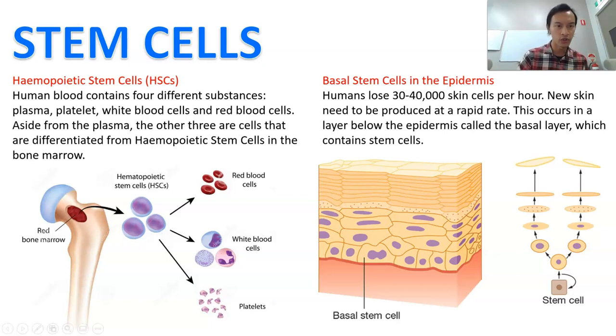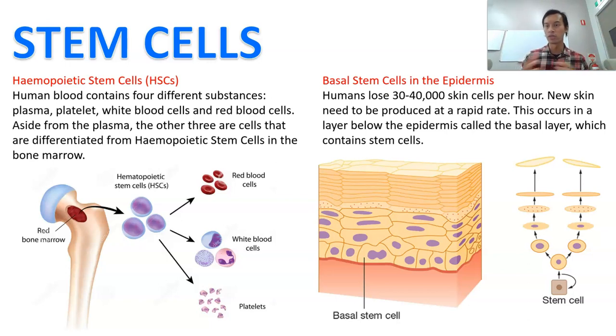You've got your hematopoietic stem cells that come from your bone marrow, right? Human blood contains 4 substances. You've got your plasma, platelets, white blood cells, and red blood cells. Now, aside from the plasma, which contains all your nutrients and waste, the other 3 are cells that used to be hematopoietic stem cells, right? And the hematopoietic stem cells in your bone marrow will divide, and then one of those 2 hematopoietic stem cells will become the original stem cell to replace itself. The other one would then transform and slowly turn into a red blood cell or a white blood cell or a platelet.